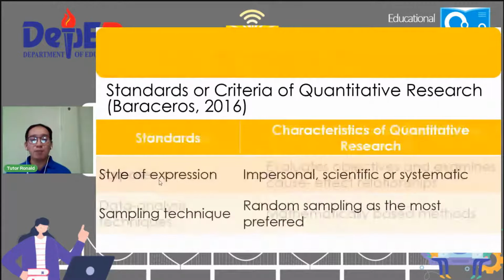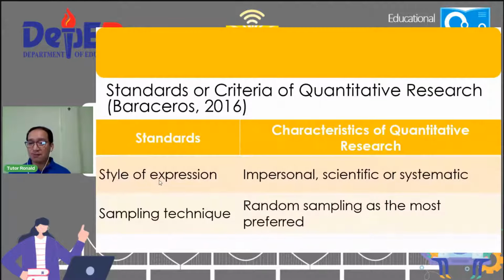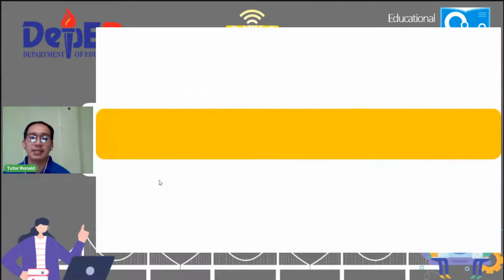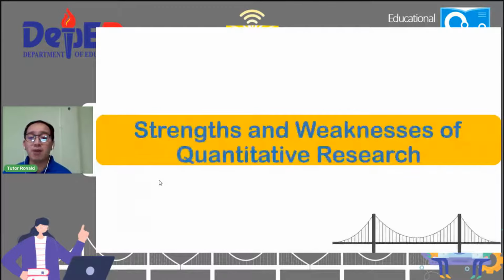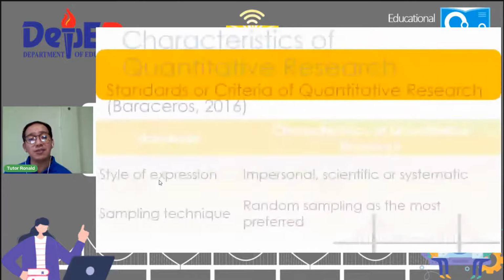Okay, sunod, style of expression. Quantitative research is impersonal or objective, and it is scientific, based on facts, or it's factual, it is systematic. Meron pong process na sinusunod. For sampling technique, kadalasan po ang pinakamadalas na ginagamit na sampling technique para po sa participants ng isang quantitative research ay random sampling. So, yun lang po ilan sa mga characteristics ng quantitative research.